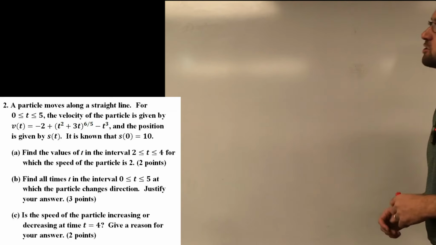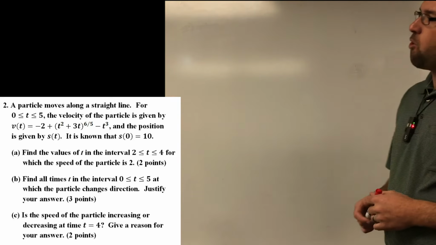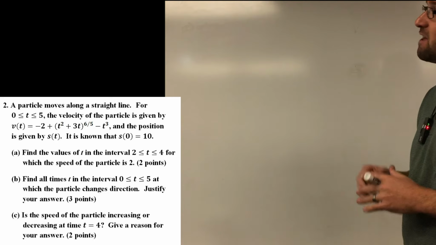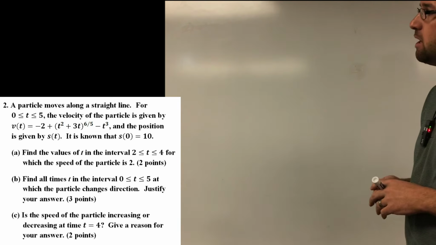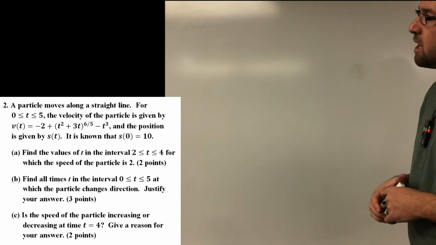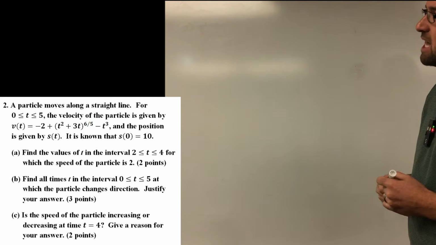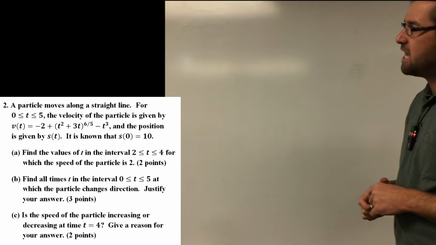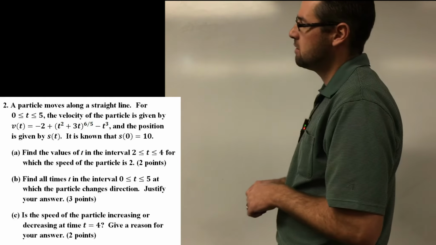A particle moves along a straight line for the time interval 0 to 5, including endpoints here. Okay? The velocity of the particle is given. So I gave you velocity. And the position is given by s of t. It is known that s of 0 equals 10.